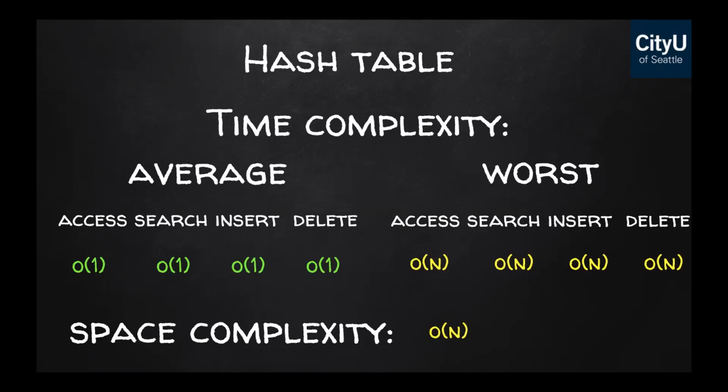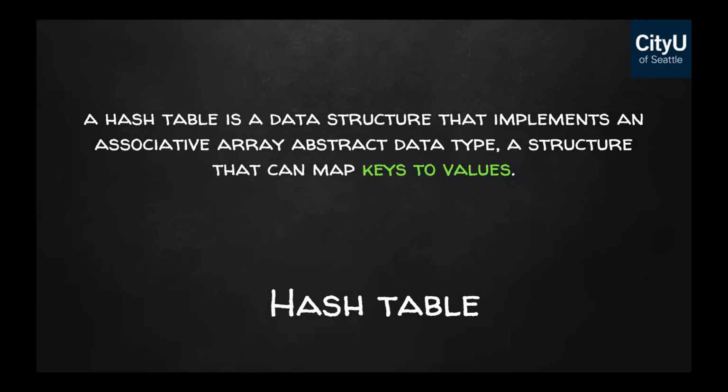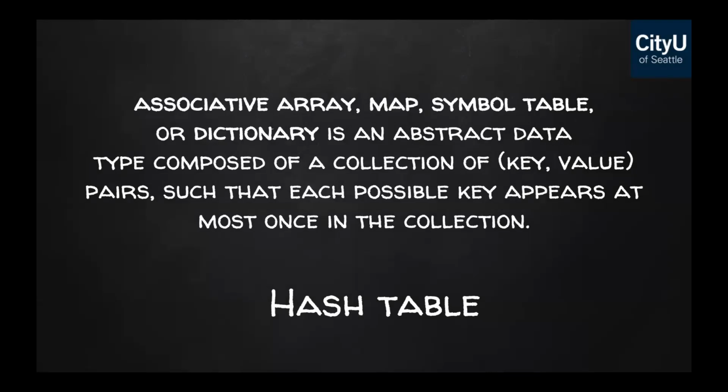Okay. Next is, we go back to, oh no, we're not yet done. So recap: a hash table is basically a data structure that implements an associative array, an abstract data type, a structure that can map keys or strings to values. So what is an associative array? Think of it like a map, symbol table, or dictionary, basically an abstract data type composed of a collection of, again, we repeat this, key value pairings, such that each possible key appears at most once in the collection. Okay, it tries to avoid duplication.